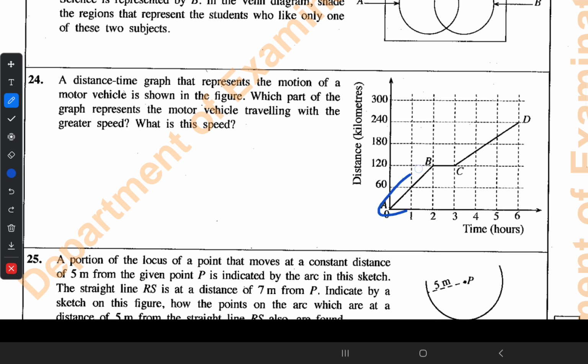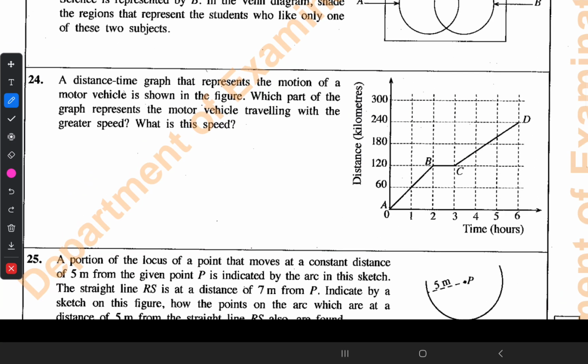In this region, the vehicle is going at a speed. Here it is at rest. There is no movement, no increase in distance, so it is at rest, and again it started to accelerate. So there are two speeds we have to find. Let's find the speed in the AB region, A to B.